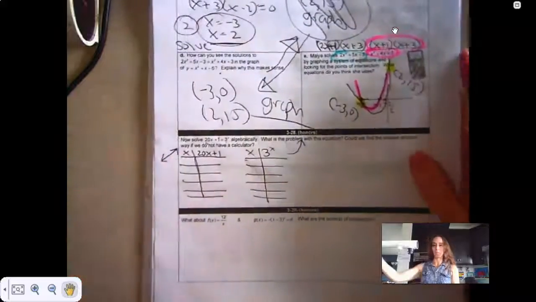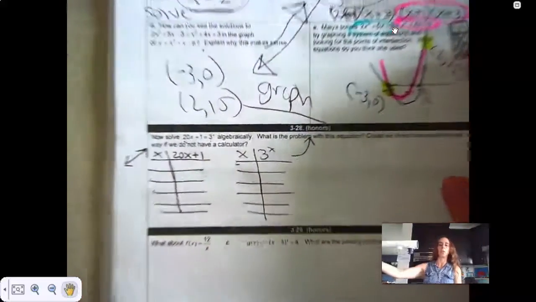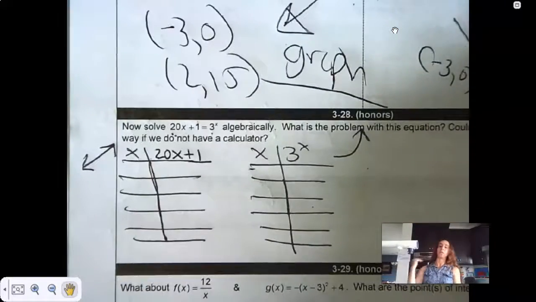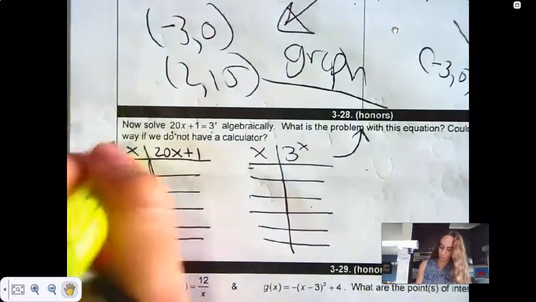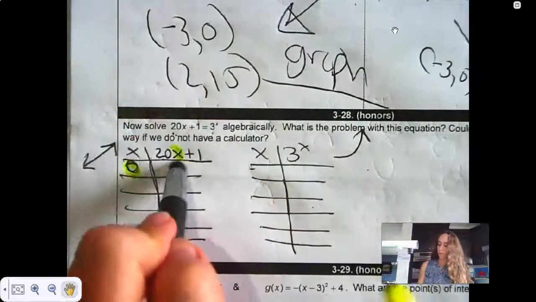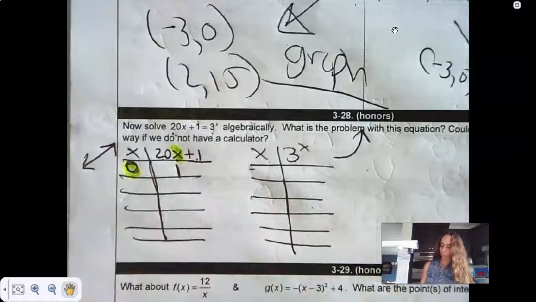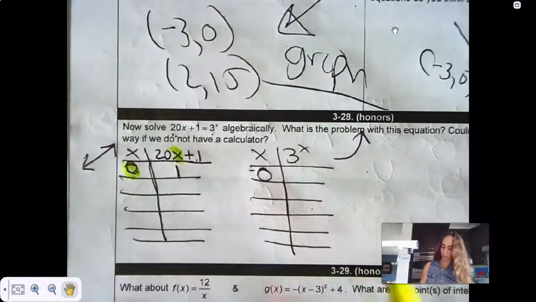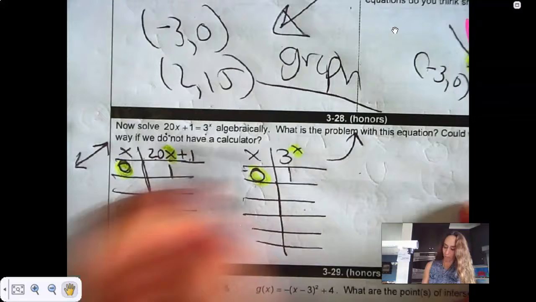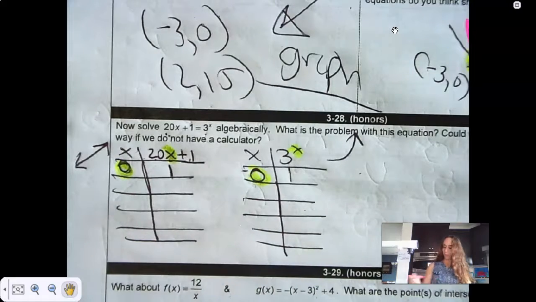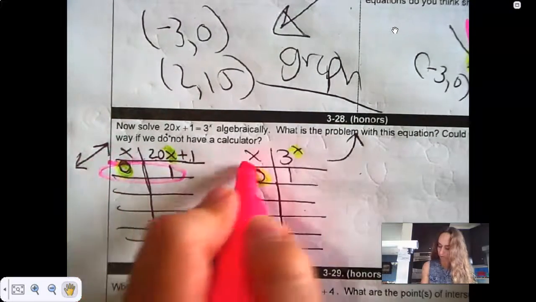They touch twice. So I can obviously graph it on Desmos, which I will eventually do. But right now I'm just going to do some guess and check. So I'm going to start with 0. If I take 0 and plug it in, 20 times 0 is 0 plus 1 is 1. Now I'm going to try 0 over here. I take the 0 and plug it in, and I know anything to the 0 power is 1. Well, that's pretty awesome. I already found a point they had in common.